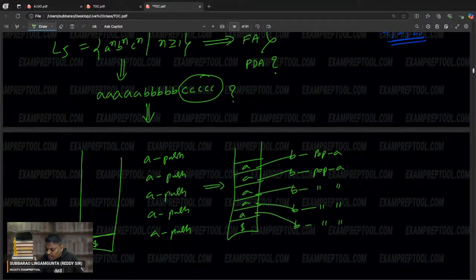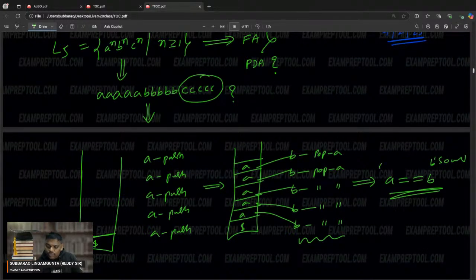Now if you observe clearly, further B's are not coming. Top of the stack is dollar. This indicates that A's equal B's. Whenever B is over, A is also over. See, B is over.